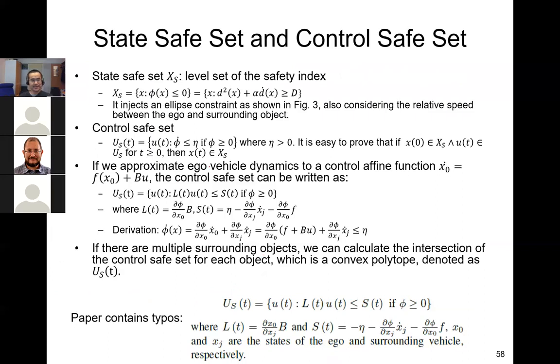So the safety state safe set and control safe set. The state safe set is a level set where for all x, phi(x) is less than or equal to 0, which is the same as this. It encodes the ellipse constraint as we saw before, and considers the relative speed between the ego and the surrounding object. The control safe set is the control inputs that keep the state in the safe set.